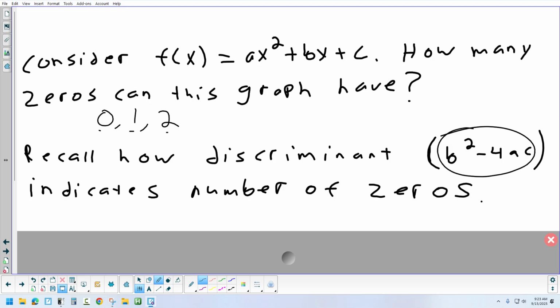If the answer is less than 0, it's zeros. Right, if it's less than 0, you've got the situation that looks like that. So that's one possibility: b squared minus 4ac is less than 0.